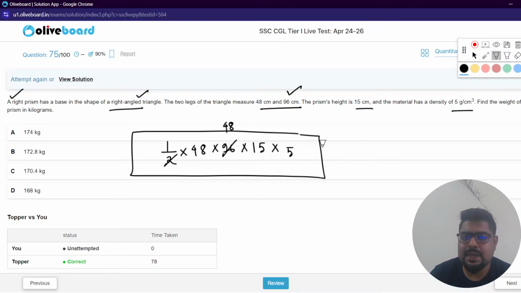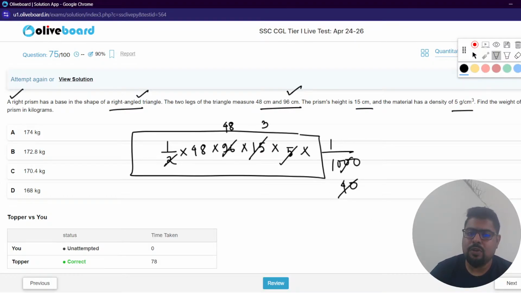So this is in centimeter, and this is in grams, because it is gram per centimeter cube. To get this into kilograms, I must do this. So 5 and 5, 25. That is 40 here, sir. 4, 10. This is 12. So 48 into 12 into 3 divided by 10.